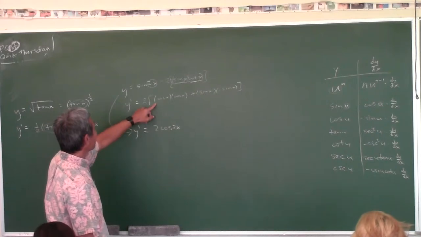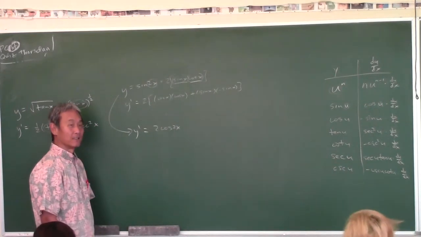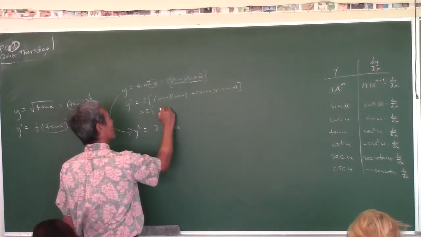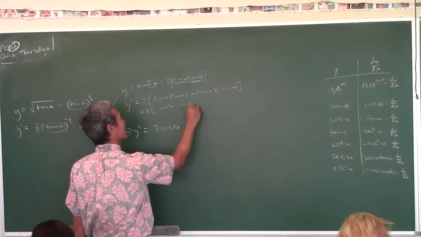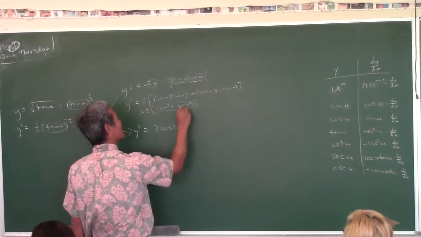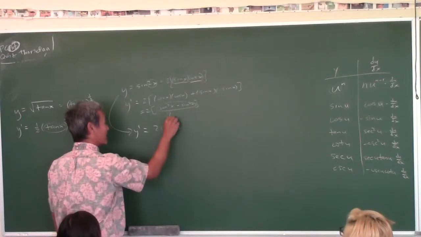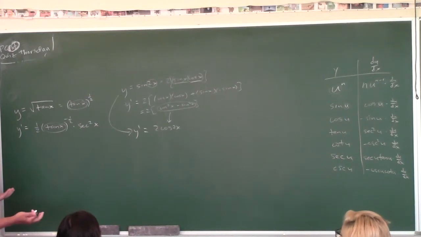But Mr. Park, that's not the same answer. Or is it? It is, because look, isn't this 2 times cosine squared x minus sine squared x? Isn't that cosine 2x, the double angle identity? Yeah, so shouldn't it be correct, right?